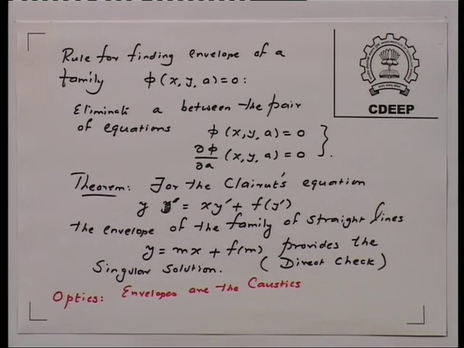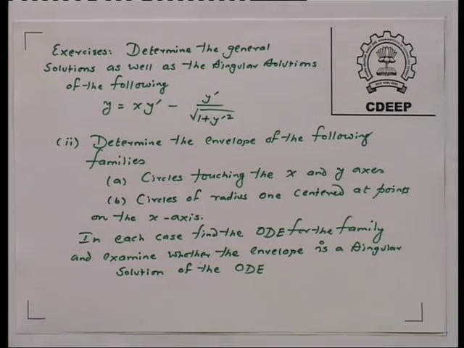Then we can proceed ahead, and I am going to give you a list of problems to work out. Here are exercises for you. Determine the general solution as well as the singular solutions for the following ODE: y equal to xy prime minus y prime upon square root of 1 plus y prime square. It is a Clairaut's equation, and so there will be a singular solution.